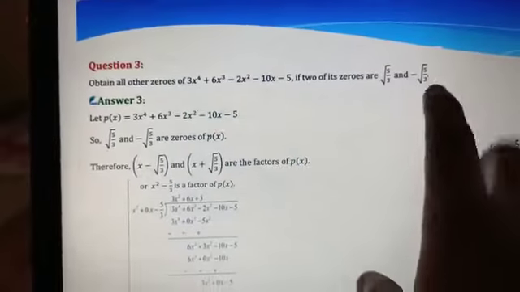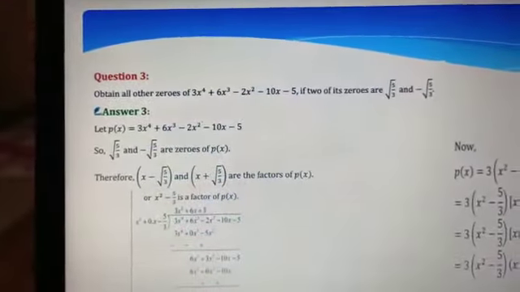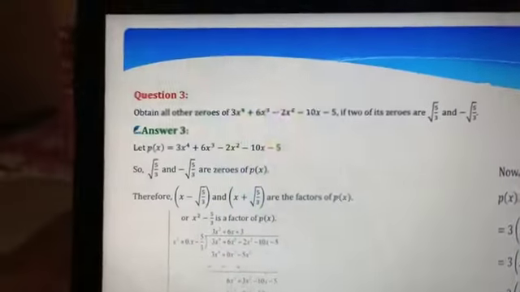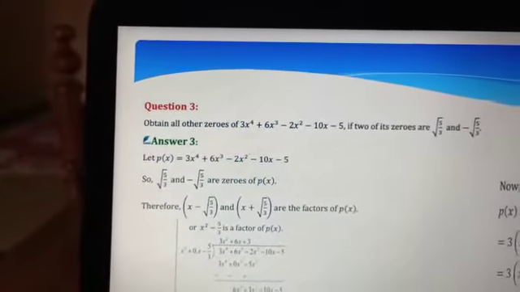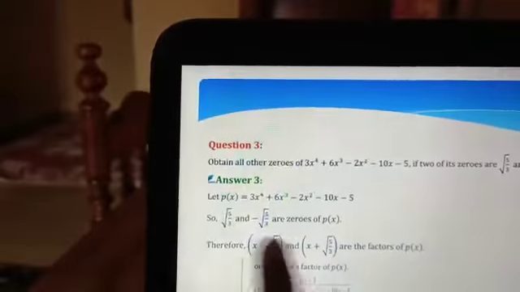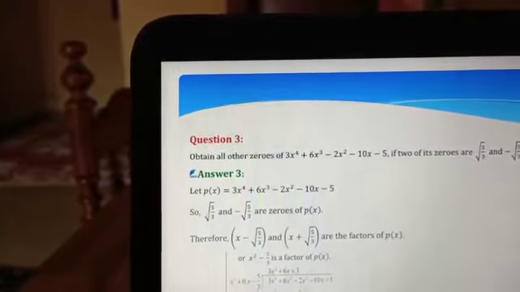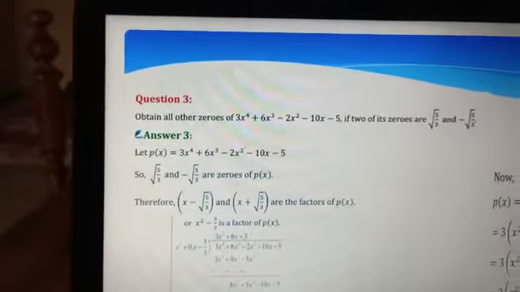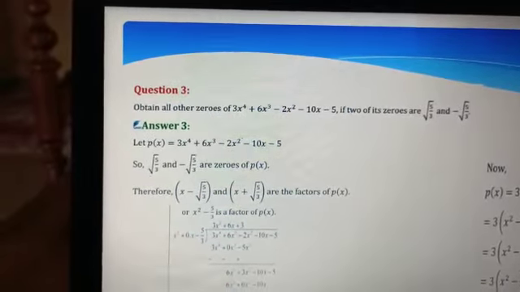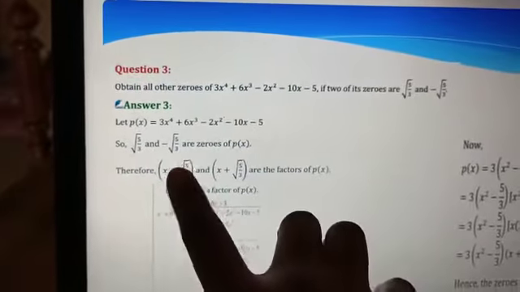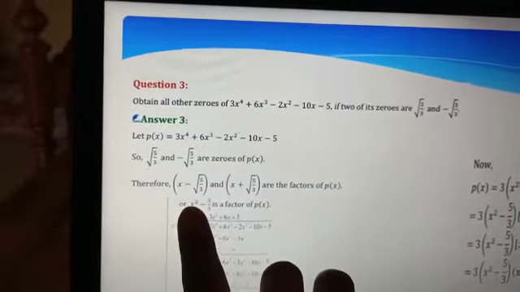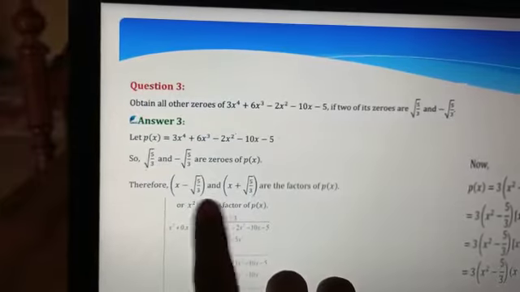When we say these are the two zeros, that means we are saying x is equal to root 5 by 3 and x is equal to minus root 5 by 3. Then we take the root 5 by 3 on this side, so we get x minus root 5 by 3 and x plus root 5 by 3. Now these two are like the algebraic expression a minus b into a plus b, which is equal to a square minus b square. So a minus b into a plus b will give you a square minus b square. So x square minus 5 by 3 is a factor.